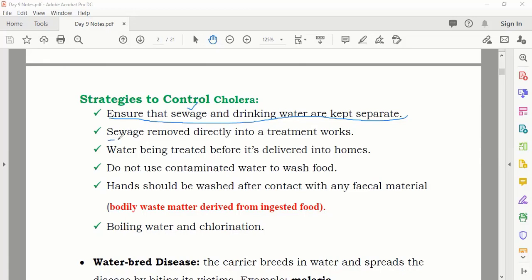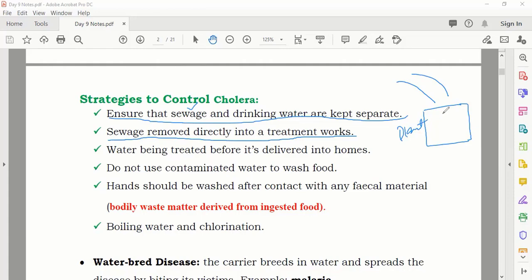Now, number two, sewage removed directly into a treatment works. Now they're saying that in less developed countries, you will not find a special system to treat the sewage water that comes from your home. Now in Saudi Arabia, you will find that this sewage water goes to a special plant.